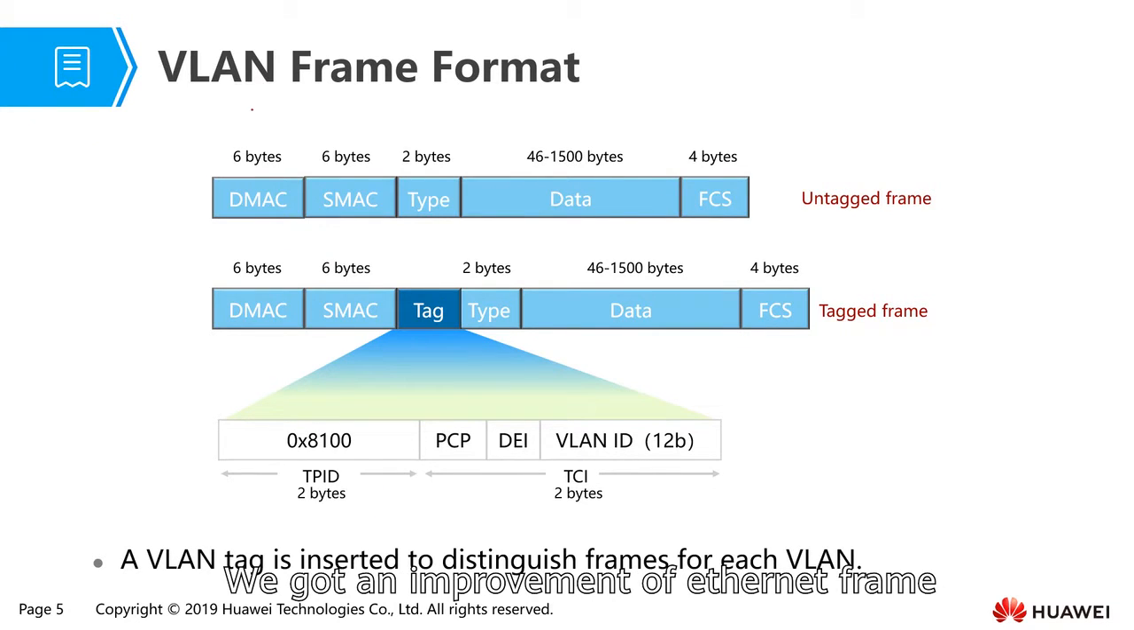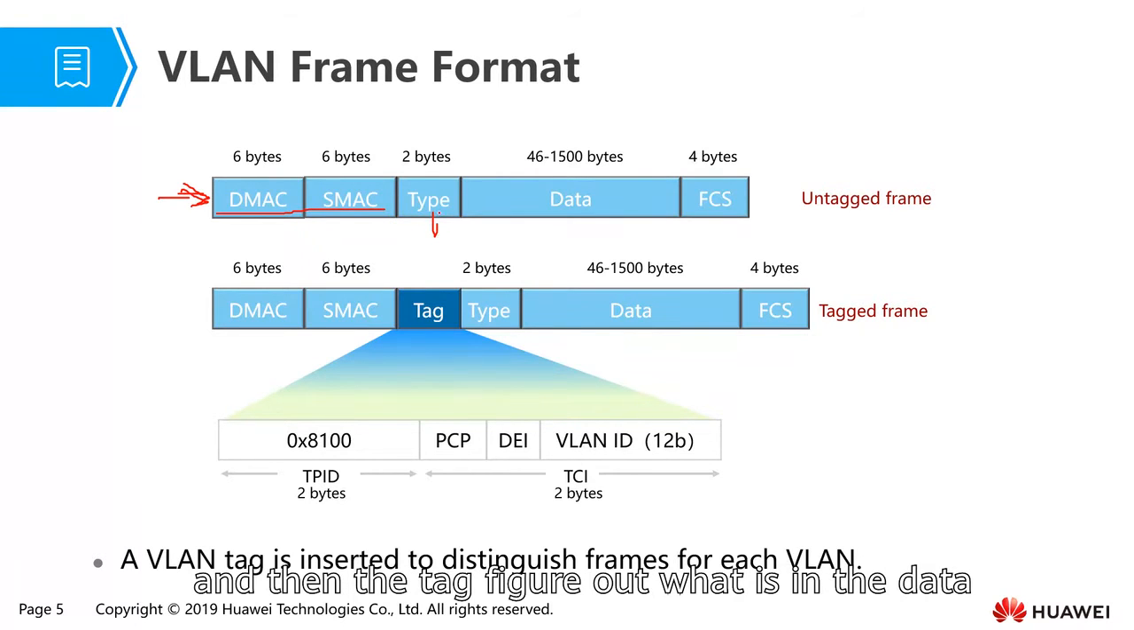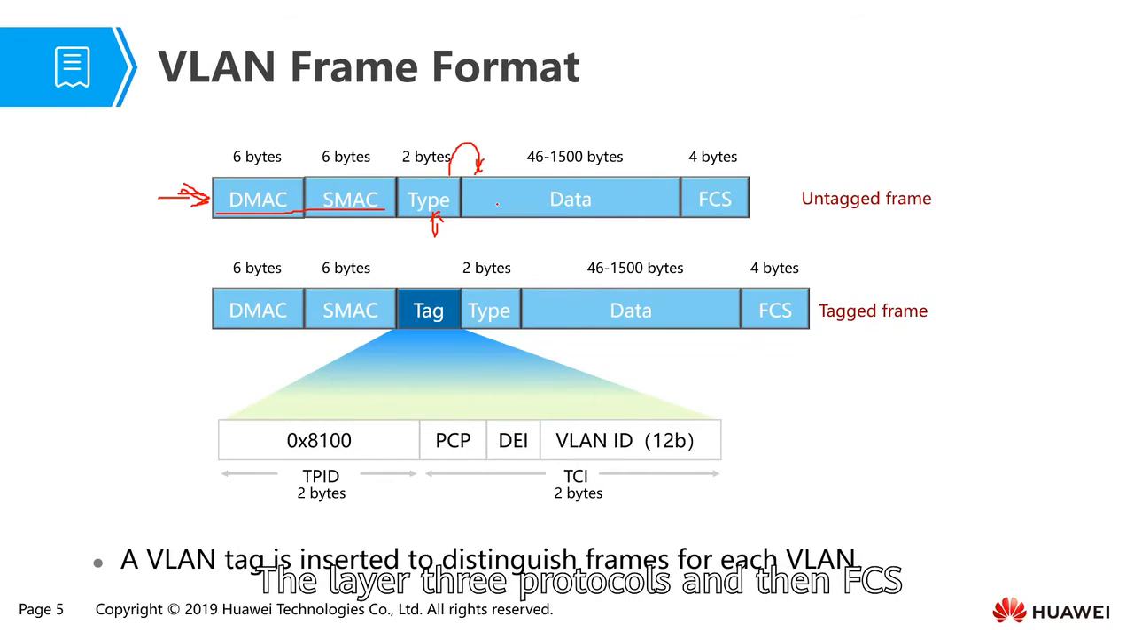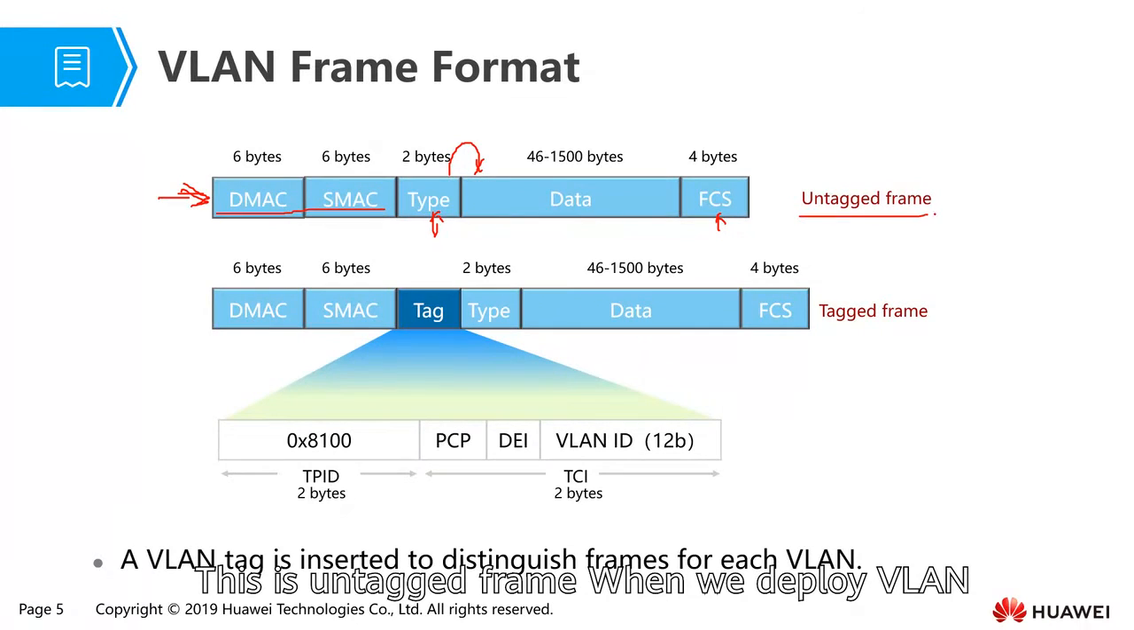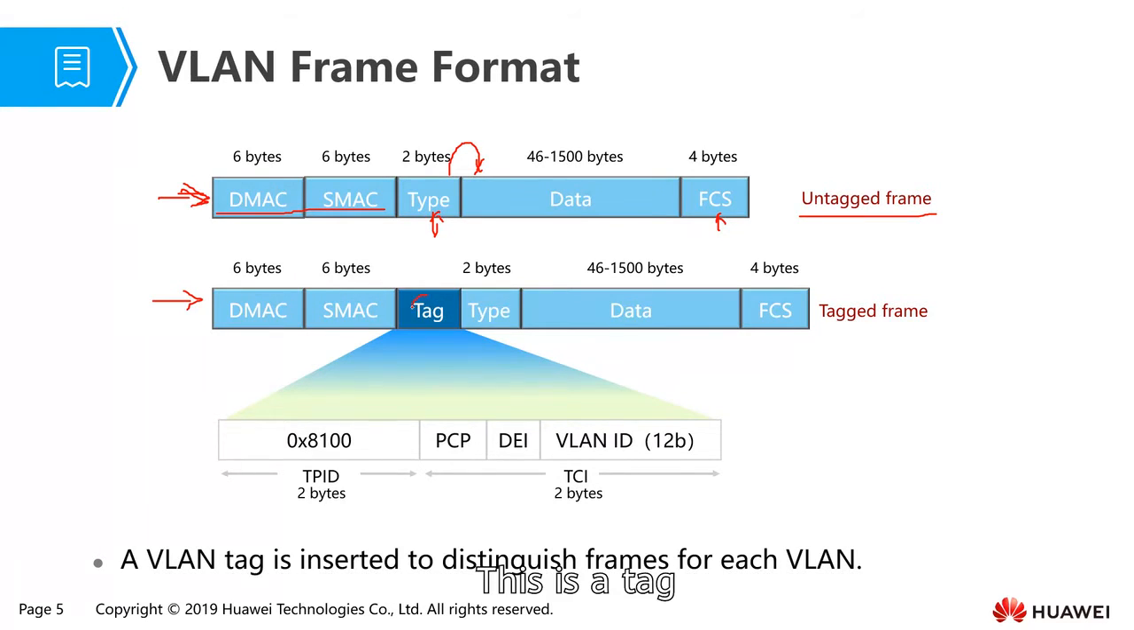We make an improvement to the Ethernet frame. This is the basic Ethernet frame, with the source MAC address, destination MAC address, and then the type, which identifies what is in the data, the layer 3 protocols, and then the frame checksum. This is an untagged frame. When we deploy VLAN, we insert a tag between the MAC address and the type. This is a tag.